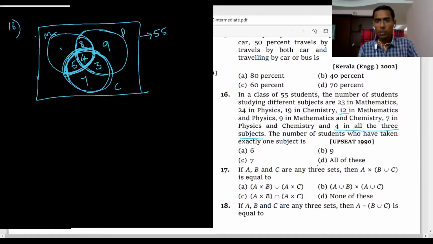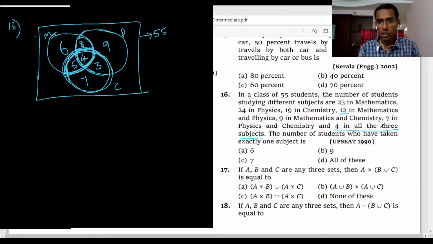Exactly one subject. Okay, right. So now, this total is how much now? This is 12 and this 15 plus 9, 24. 23 in mathematics. This whole mathematics is 23. So out of which 12 plus this 5 is 17. 17 and 23, that means 6. Okay, this is 17 plus 6 is 23.